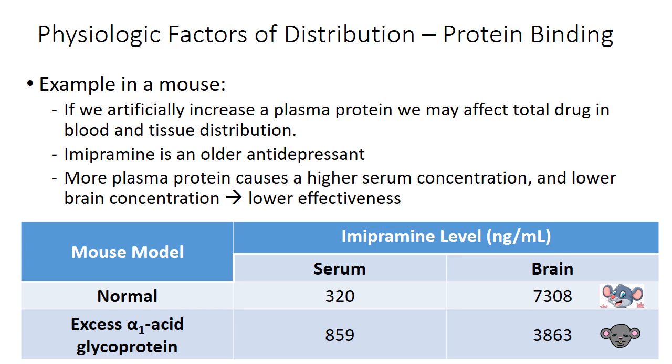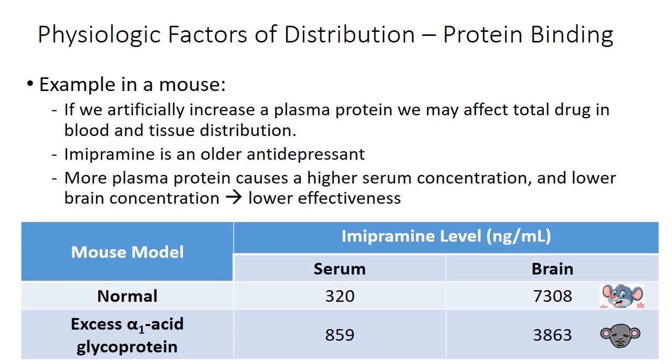So if you force more plasma protein into the blood or into the plasma, some more drug will get stuck there. So then the serum total concentration, bound and unbound, or free and bound together, will rise because less of it can distribute into the brain.